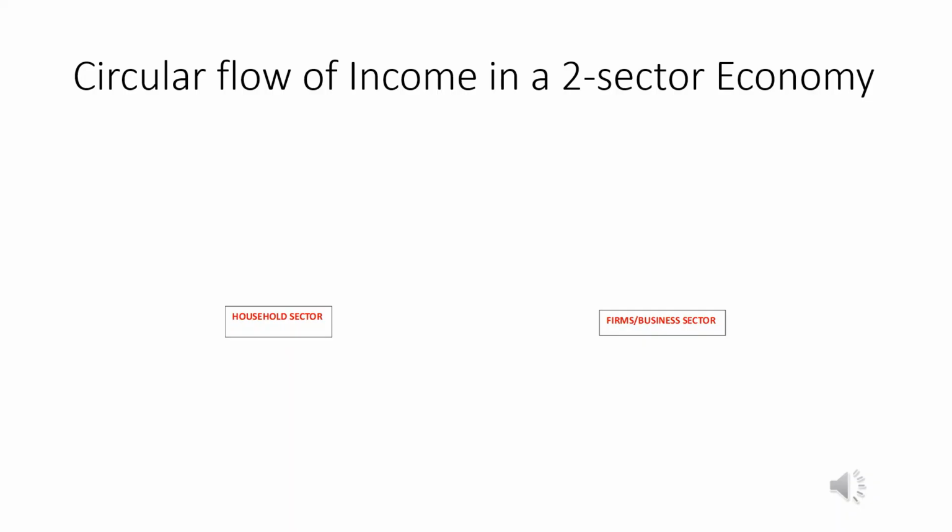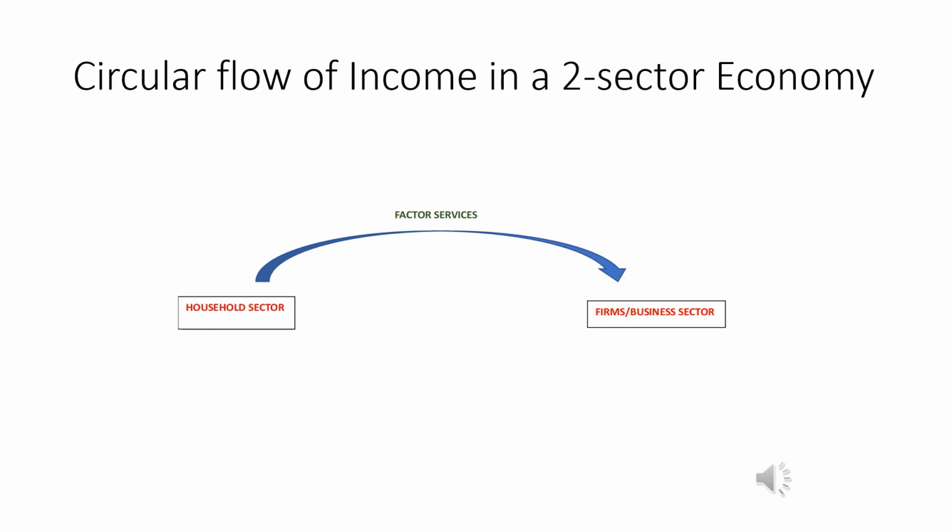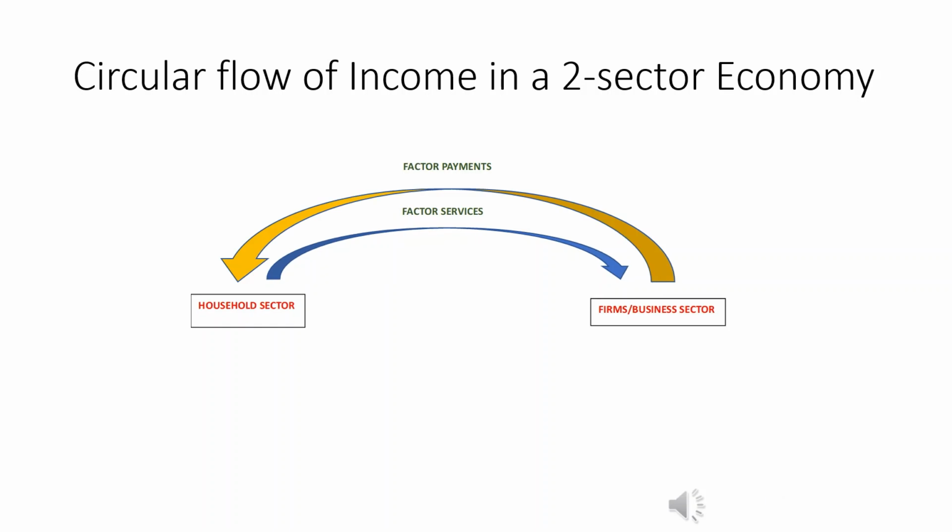So starting with the graphical representation, first of all, we need to have two sectors, namely household and business sector. Now, households are providing factors of production to the business sector. They are land, labor, capital, and entrepreneur. In return for factor services, the business sector will pay factor payments to the household sector. For land, it will pay rent. For labor, it will pay wages. For capital, it will pay interest. And for entrepreneur, it will pay profit.